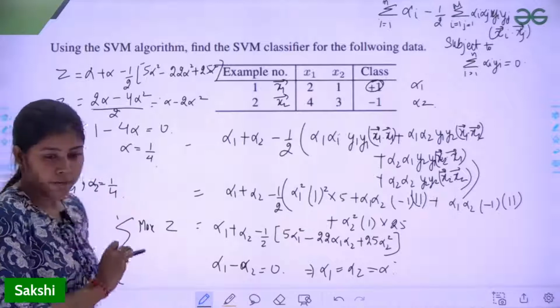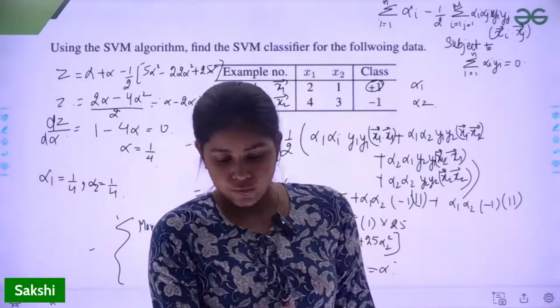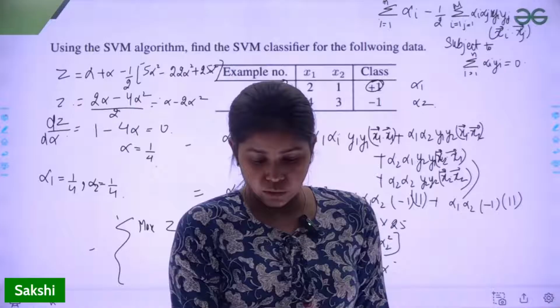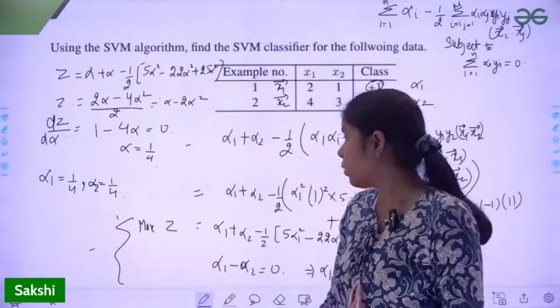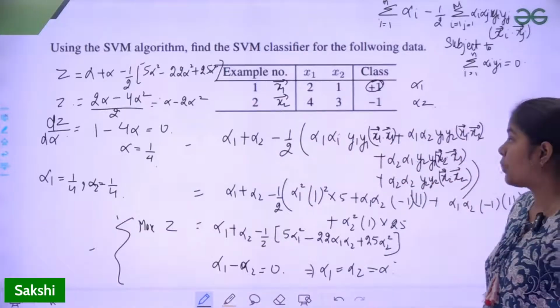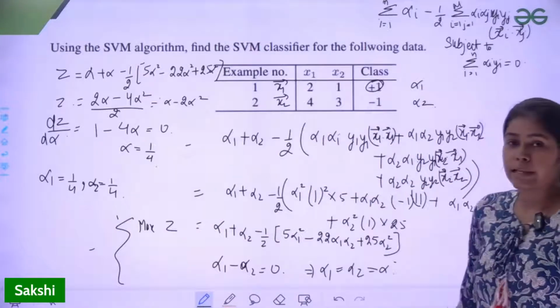So let me know, guys, if anybody doesn't get it, how to find out alpha 1 and alpha 2. Just let me know, because the next thing is just putting the values. You just have to put down or write down all the values of alpha 1, alpha 2 in the problem. Just let me know, guys.